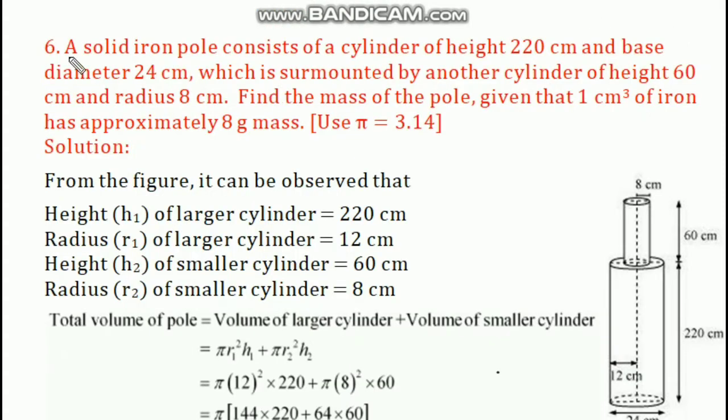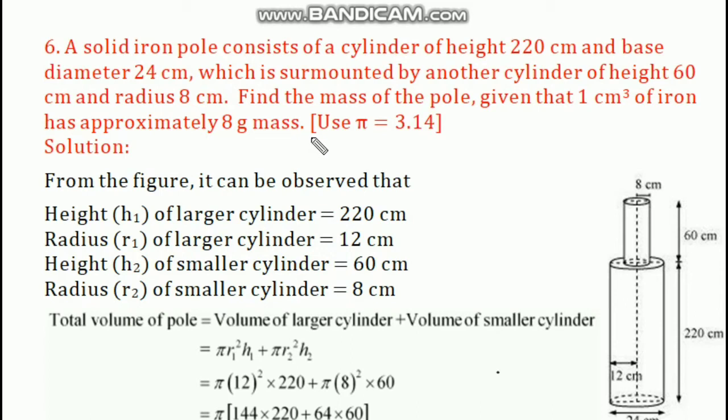Students, let's discuss exercise 13.2 sixth sum. A solid iron pole consists of a cylinder of height 220 centimeter and base diameter 24 centimeter, which is surmounted by another cylinder of height 60 centimeter and radius 8 centimeter. Find the mass of the pole given that 1 centimeter cube of iron has approximately 8 gram mass.